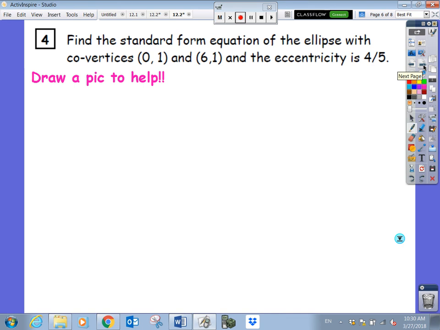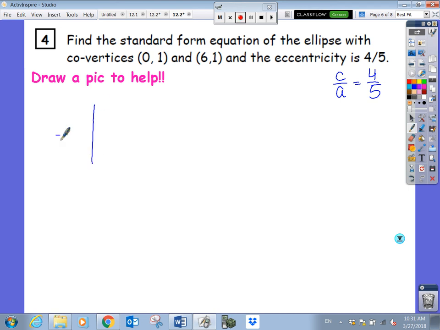All right, this one gives us the covertices and the eccentricity. So remember, eccentricity is C over A, which equals 4 over 5. Now, before we just say that A is 5, we have to make sure, because sometimes that's a simplified version. It has to match up with the other information it gives us. So depending on how much information it gives us, we don't want to start with the eccentricity. Okay? So we want to start with the covertices.